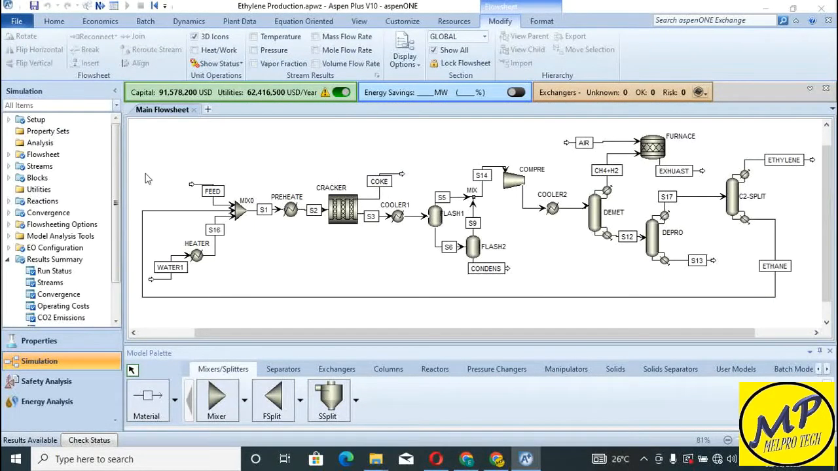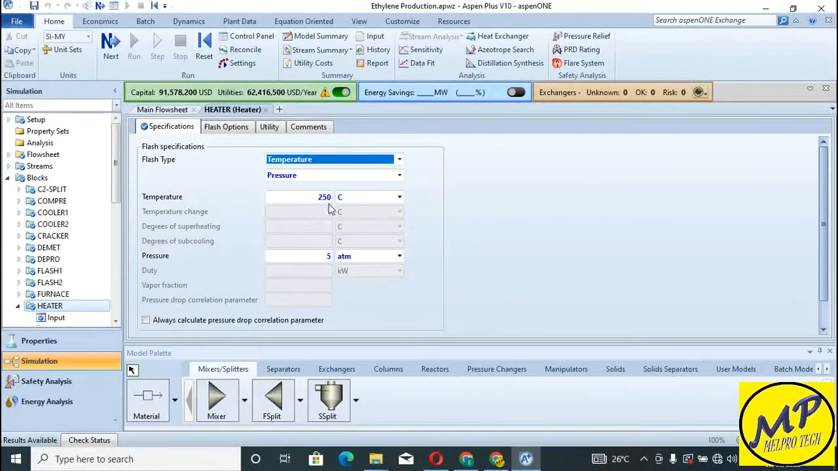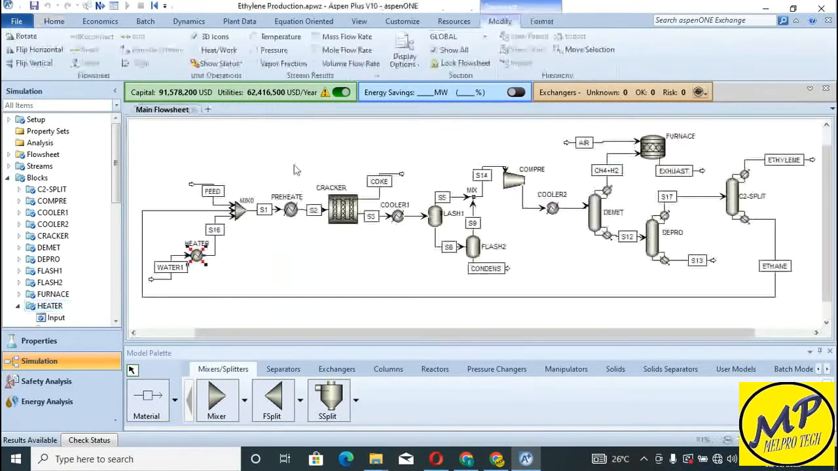These are the process equipment. So the aim of this video is to show you the process variable for each of the equipment. We have the heater here. For the heater, we have the temperature to be this, we have the pressure to be this. So I'll be very fast.